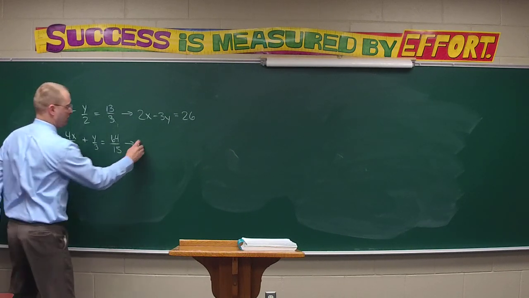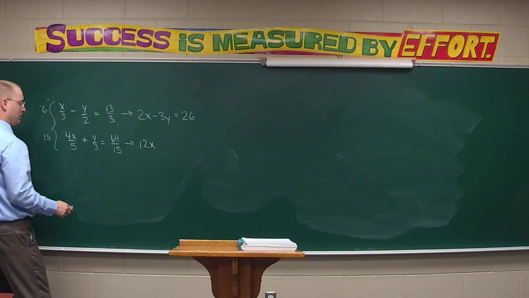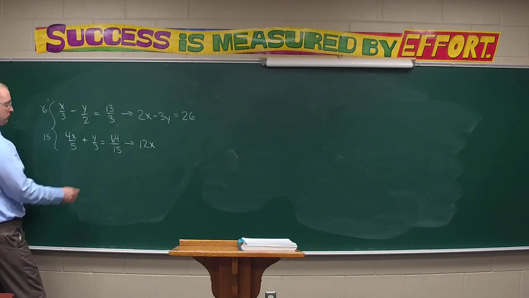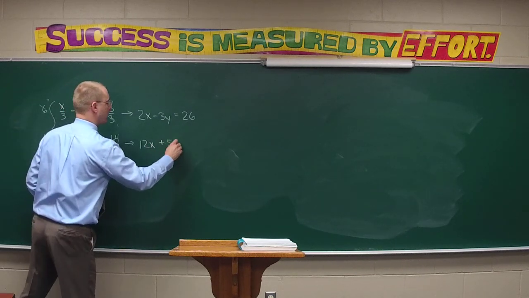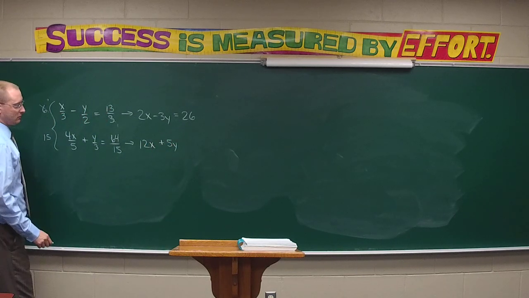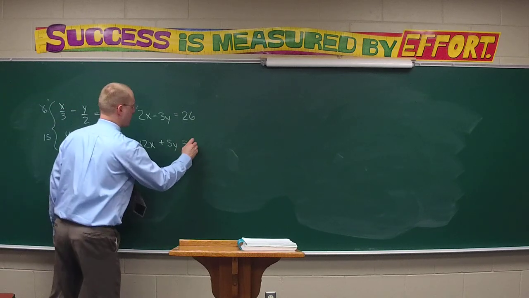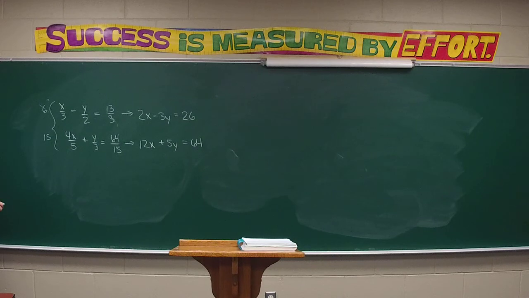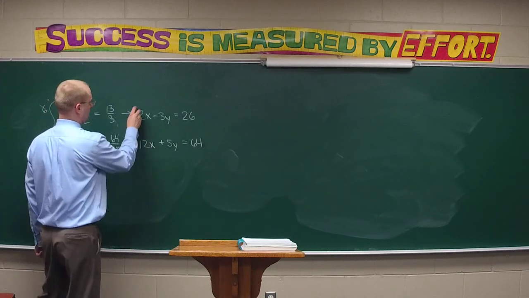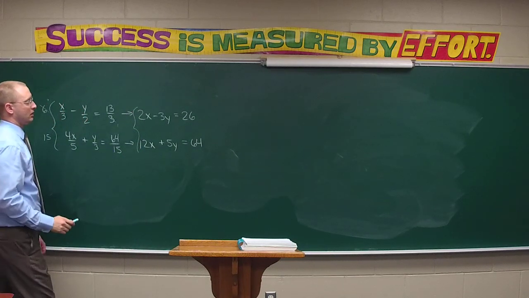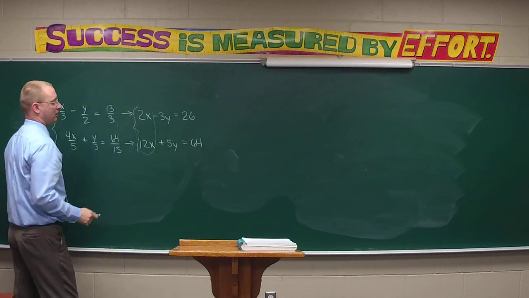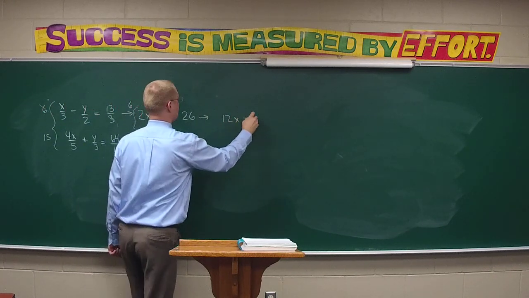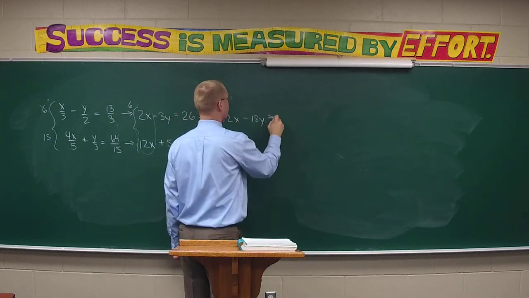12x plus 20y. Ooh, plus 5y. 5y. Equals 64. There we go. Let's see now what, Michael? Cancel the x's. All right. Multiply the top by 6 to get 12x, negative 18y. You got it.